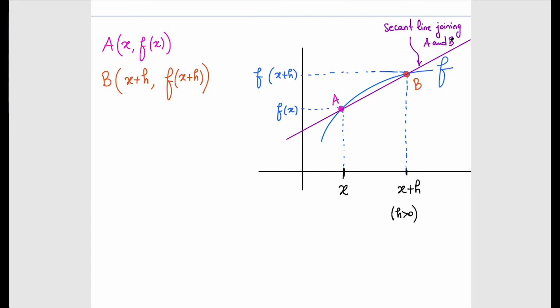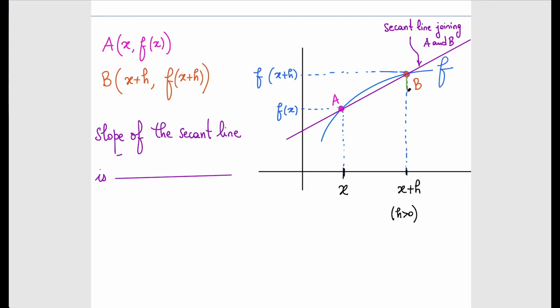Okay. All right, what's the slope of this line? What's the slope of this line? Remember the slope formula? So the slope of the secant line in the picture is given by what? Change in y over change in x, correct? Change in y over change in x. What's the change in y here?